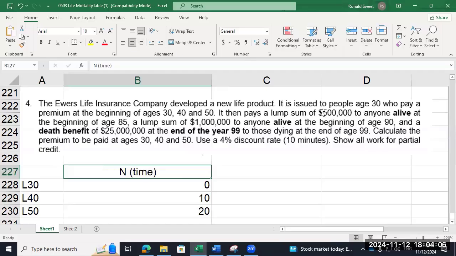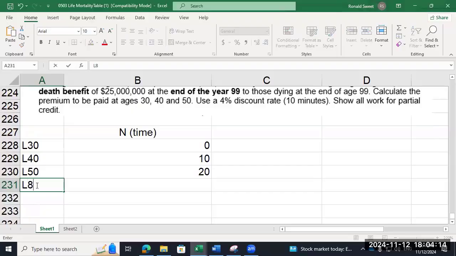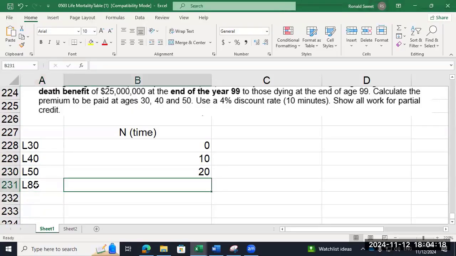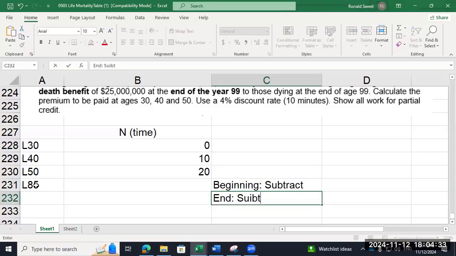It then pays a lump sum to anyone alive at the beginning of age 85. So L85. It's at the beginning of age 85, not at the end. If it's at the beginning, you just subtract. If it's at the end, you subtract, add 1.